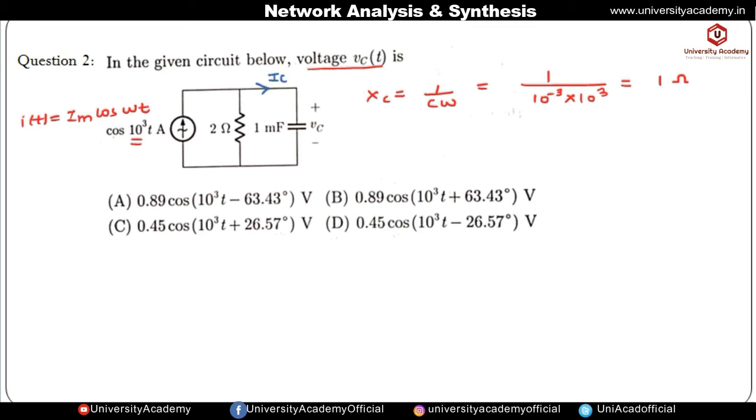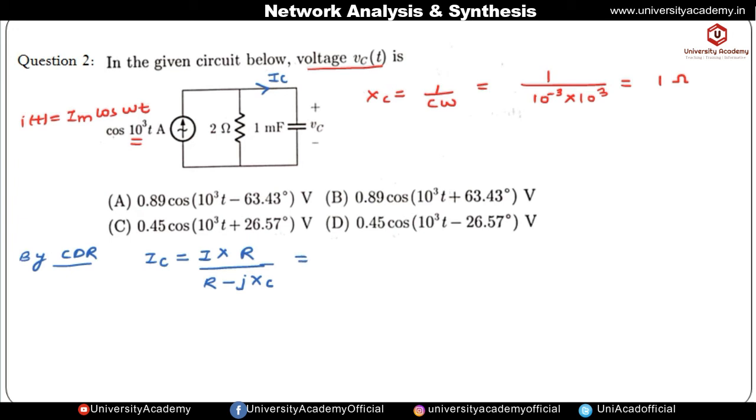Next let us find the current flowing through this capacitance, because if we get the current, we can find the voltage. By using the current division rule, we can find the current flowing through the capacitor. It will be given by total current into opposite branch impedance, that is R, divided by the sum of both the impedances, that is R minus j into Xc. A capacitance is represented by minus j into Xc, and if it is an inductance, then it is represented by plus j into XL.